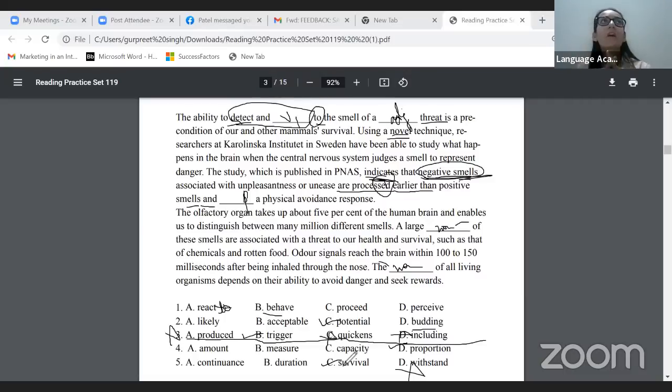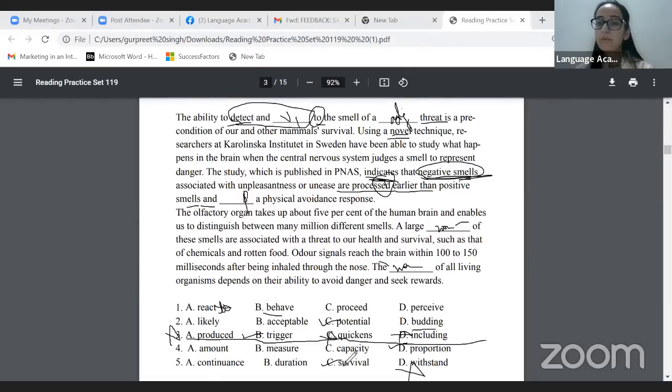This simply meant that if we are having different smells, then out of them maybe some of the smells. So that can be proportion. Because proportion doesn't mean we need to measure it or quantify it. We can just say some of the, and some means proportion. And in the last one, the dash of living organisms. So survival is better. We don't say continuation of living things. Measure is for something which can be measured, like length, breadth, height. And amount is when you quantify something in numbers, like 10, 15, 20.